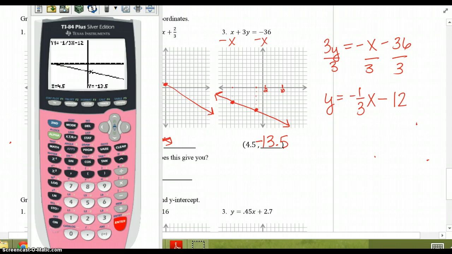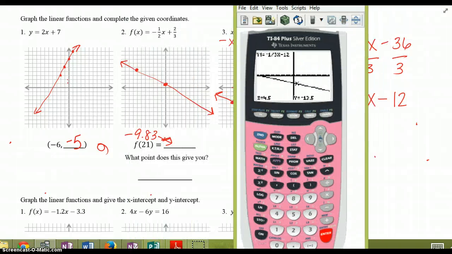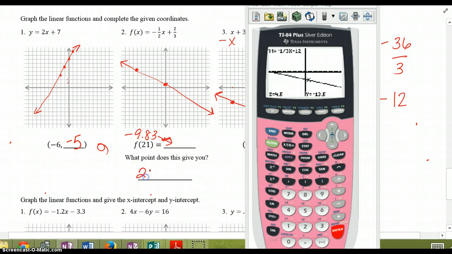So that's how you could have filled in the points on number 1 and number 2 also, instead of using the table. Okay, oh, I forgot to answer a question here on number 2. What point does this give you? That is the point 21, comma, -9.83, which if you look at your graph, you can see where that would come out way out here at the end.